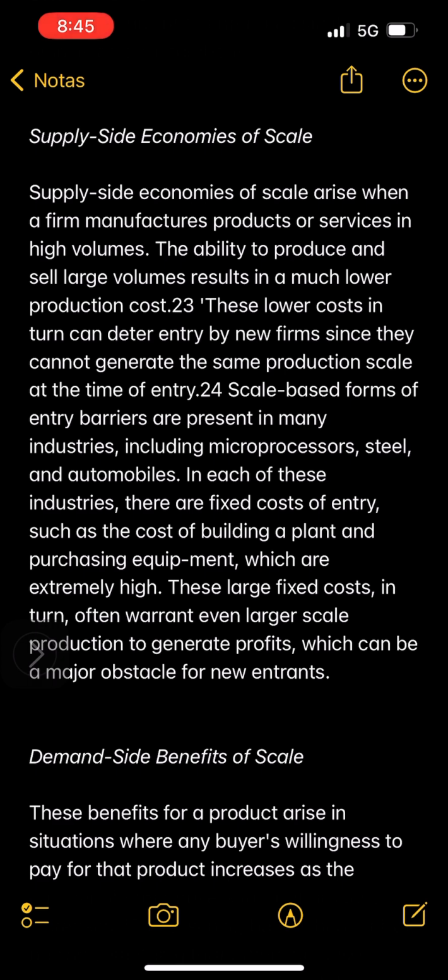Scale-based forms of entry barriers are present in many industries, including microprocessors, steel, and automobiles. In each of these industries, there are fixed costs of entry, such as the cost of building a plant and purchasing equipment, which are extremely high. These large fixed costs, in turn, often warrant even larger scale production to generate profits, which can be a major obstacle for new entrants.